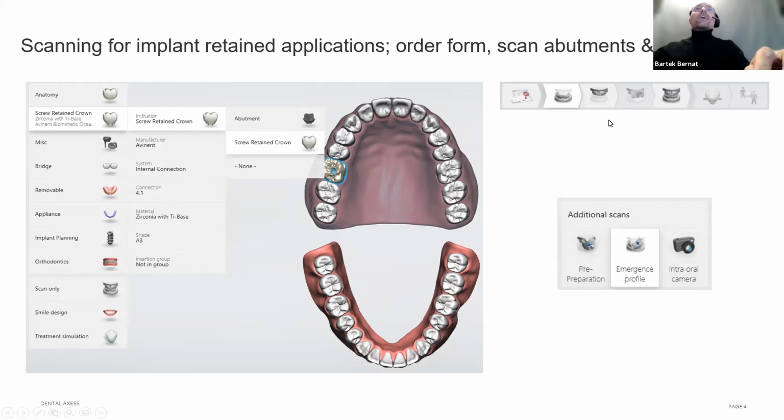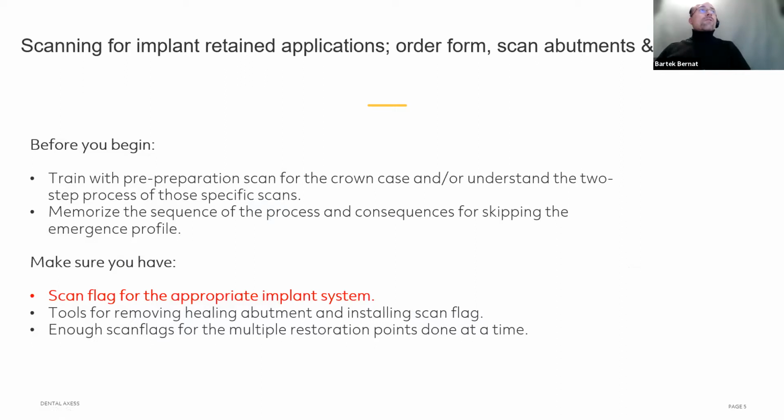So for the upper jaw case, you're going to scan the upper jaw emergence profile. Then you will scan the scan flag itself. As you can see here, this scan is available straight away. However, this one can only be done if the previous one is fully completed. We'll get to that in a moment. A bit more information here before you begin: it's a good idea to train with a pre-preparation scan just for the crown, because it's a very similar workflow.